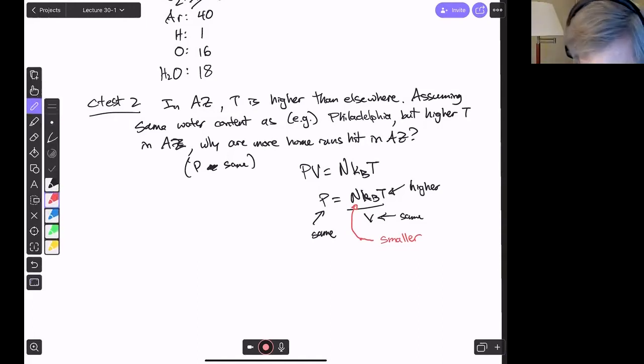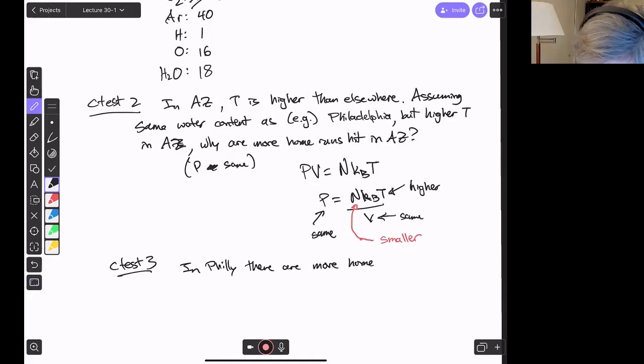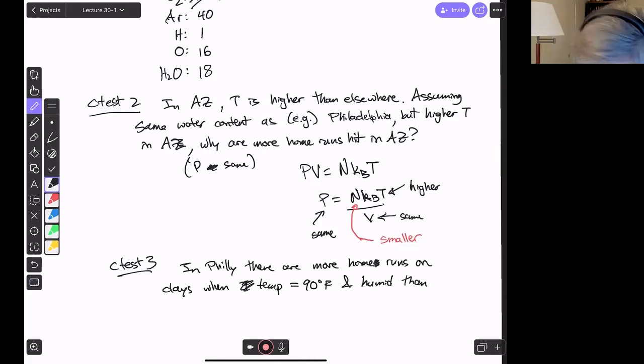Okay, if not, then let's do concept test number 3. In Philadelphia, there are more home runs on days when the temperature is 90 degrees Fahrenheit and it's very humid than on days when the temperature is again 90 degrees Fahrenheit, but it's less humid, so not as sticky. Why?